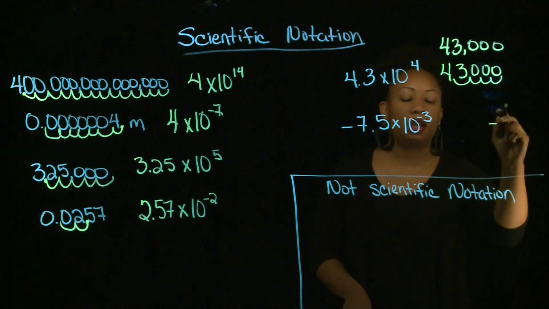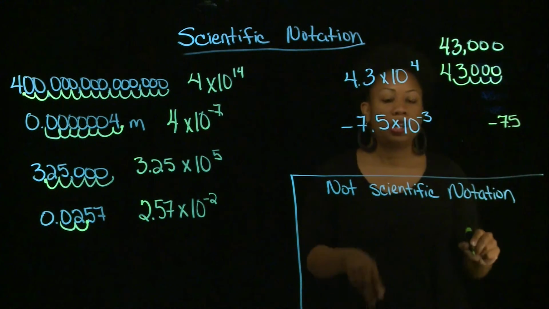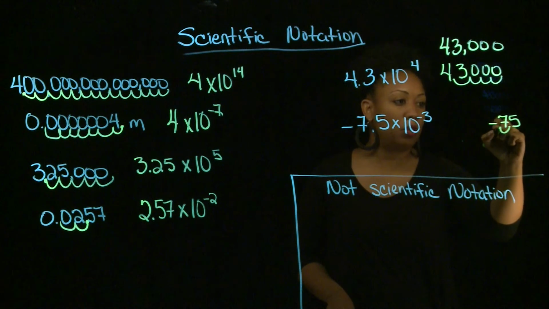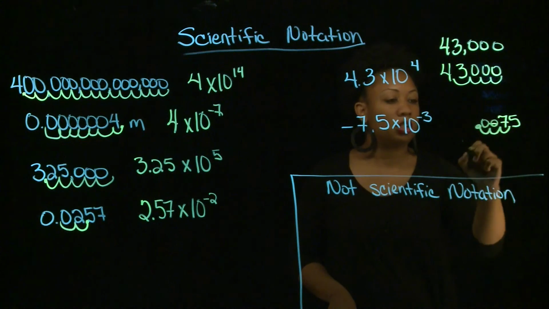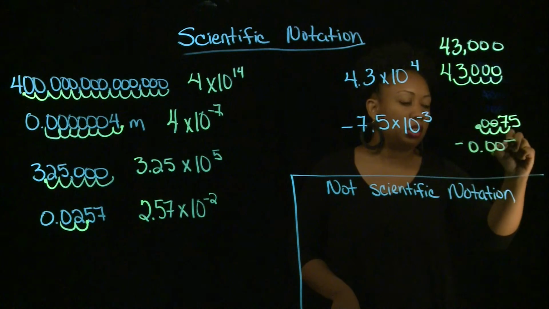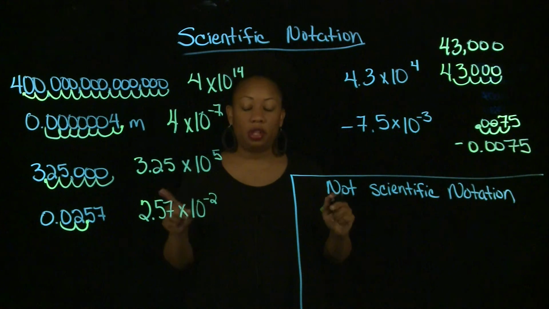Now for this one, we have negative 7.5 times 10 to the negative 3. This is telling us we're going to go 3 to the left. So we're going to go 1, 2, 3. We're going to have our zeros in here. So we're going to have negative 0.0075. So that's going between the two.